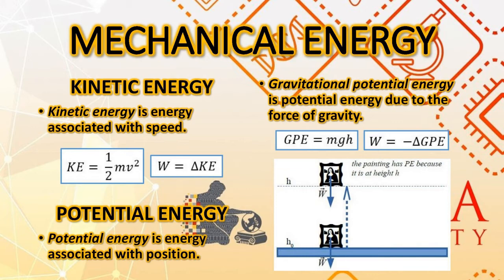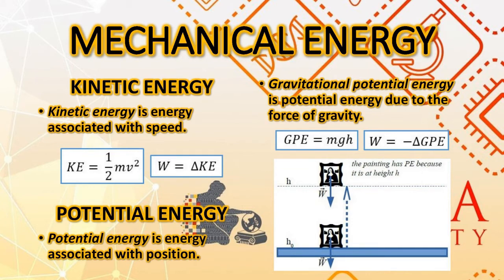And kinetic energy is given by the following equation. KE, kinetic energy, is equal to 1/2 mv squared. Again, for the most part, m is considered to be constant, the mass of the object. Kinetic energy is equal to 1/2 mv squared.